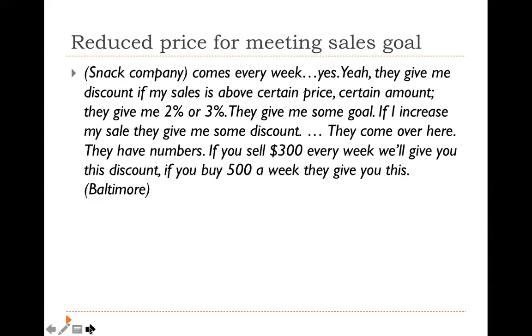Next slide. Another common mention was the reduction of prices for meeting a specific sales goal. This particular respondent in Baltimore said that they get a discount if they reach certain sales goals. In other words, if they sell $300 of the product a week or $500 a week, they get a specific discount. In this case, it was mentioned to be 2 or 3%. Next slide.